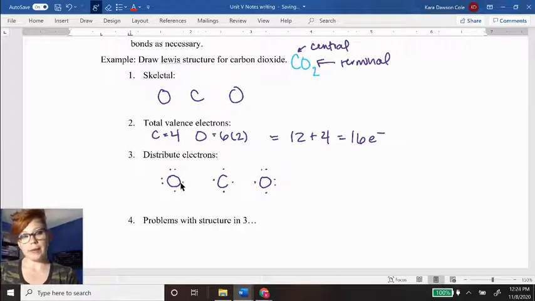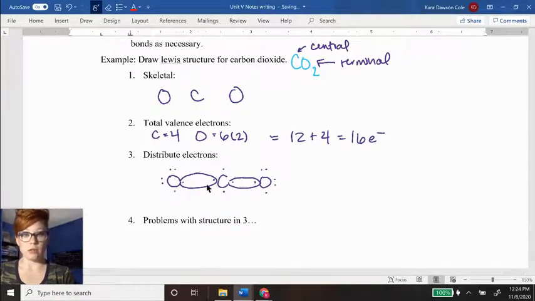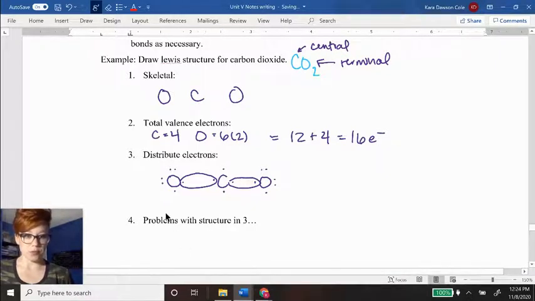So I start by making a line between these 2 right here, and then I can make a line between these 2. So I have these 2 lines that I have drawn in. So I've circled these 2 atoms. Now, what I see here is that carbon now has 1, 2, 3, 4, 5, 6 total electrons. Oxygen has 1, 2, 3, 4, 5, 6, 7 electrons each.